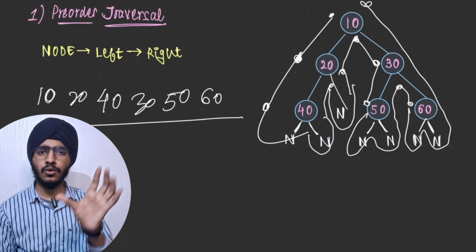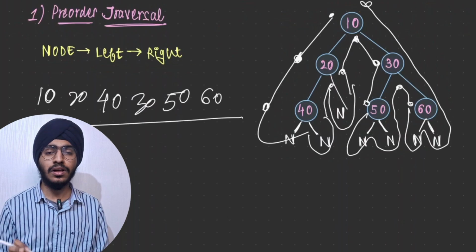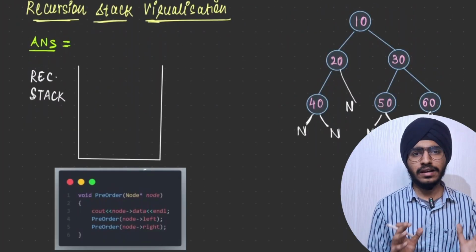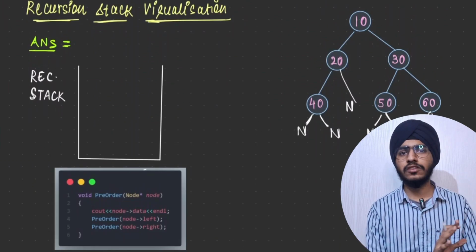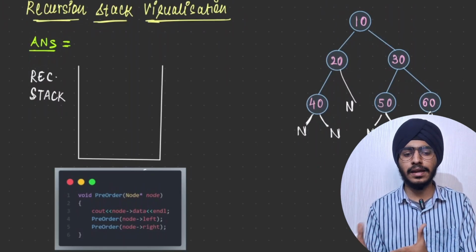First print myself, go to my left, after completing the left, then go to my right. Now time to jump to its recursion stack implementation with code. So let's understand the recursion stack implementation. So we have understood what PreOrder Traversal is. Now we need to understand how we will do it in the coding part, right?